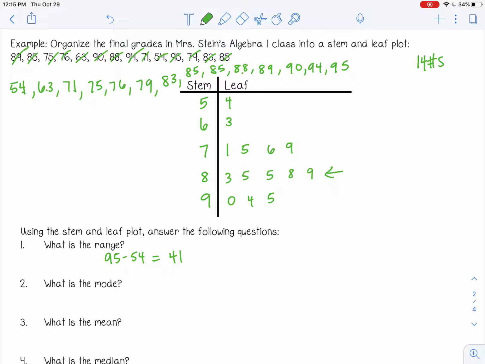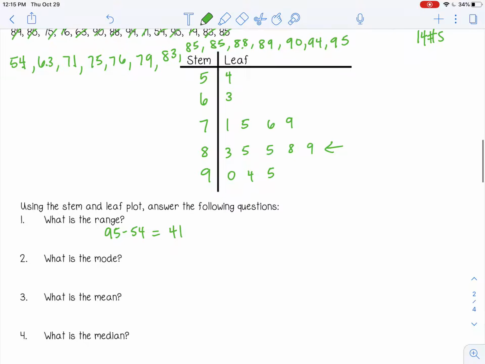The mode is the most common number, the number you see most frequent. And you can look at your leaves and see if you see a number twice in the same row. And I do right here, those 85s. So that is my mode.